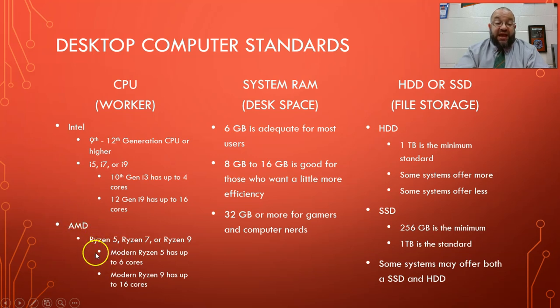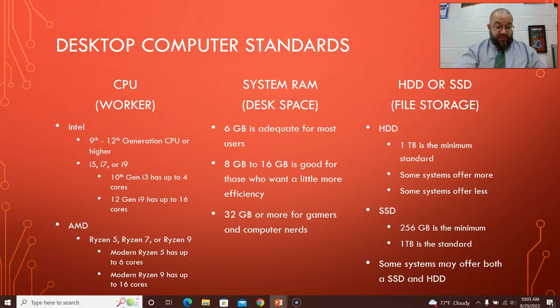Now, AMD has several different lines. You got the Ryzen 5, 7, or 9, right? The modern Ryzen 5 has up to 6 cores, just like an i5 processor from Intel, right? So it's like Ford and Chevy. They all make the same kind of vehicles, but they're kind of competitive.